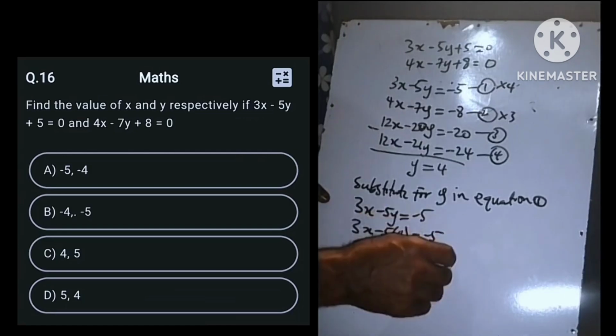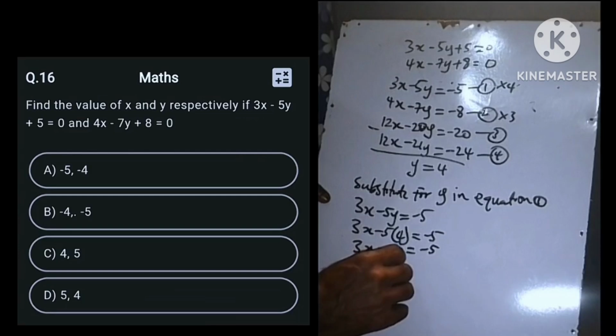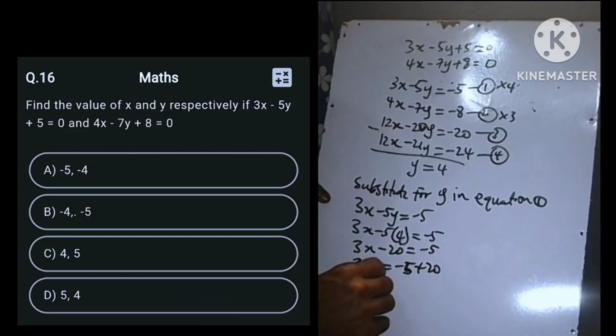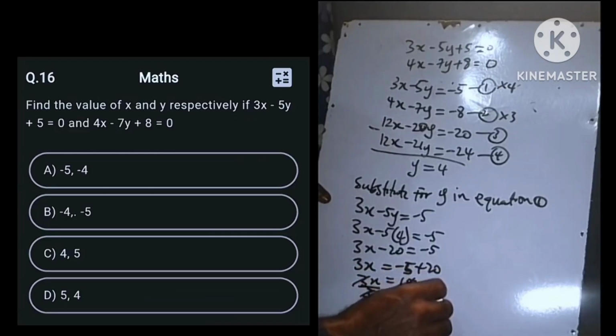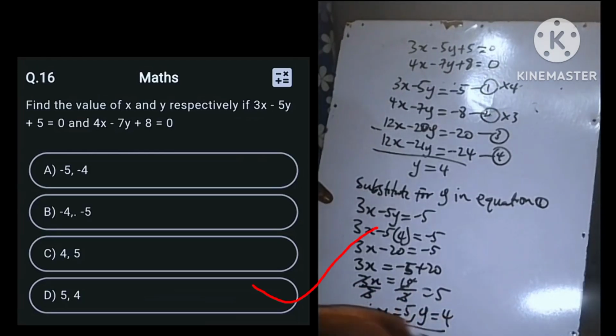For the minus 20 to cross over becomes plus 20. That becomes 3x is equal to minus 5 plus 20. So 3x will give us 15. So when I divide here by 3, I divide here by 3. So my x will become 5. So therefore my x is 5, while my y is 4. This is the solution.